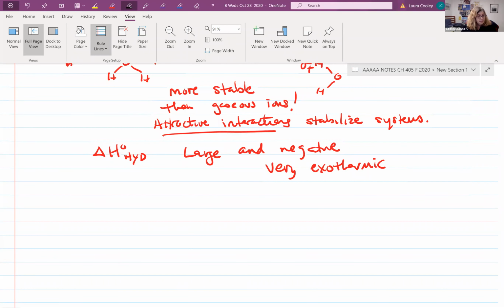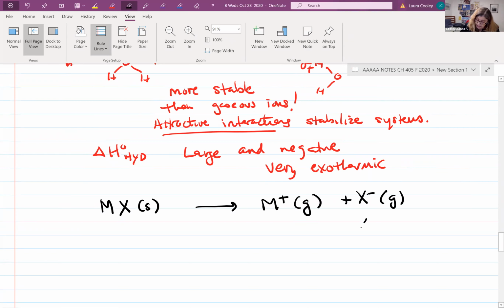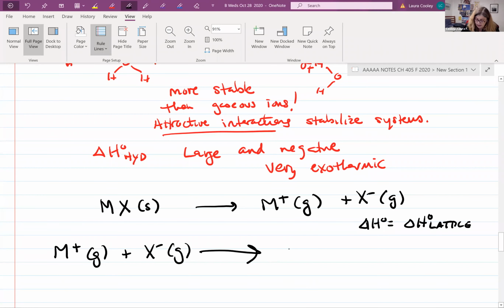you can think about it in terms of two steps, two crazy steps in a crazy pathway, right? You could take the salt, you could rip it apart to metal ions in the gas phase. And this delta H would be delta H lattice. And then you could take those ions and solvate them, hydrate them, put them in water to get aqueous ions.